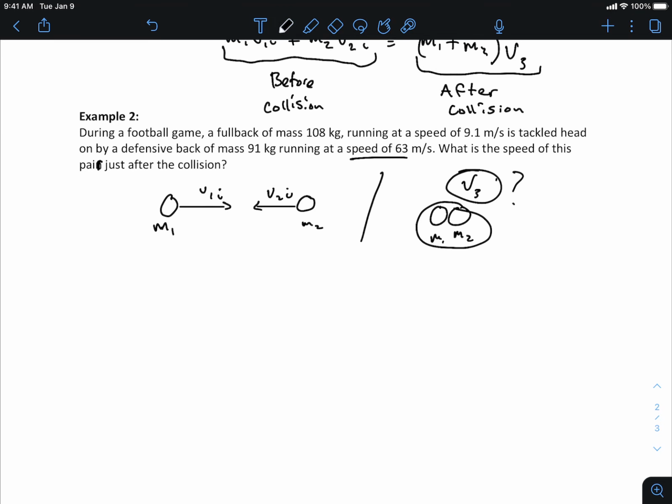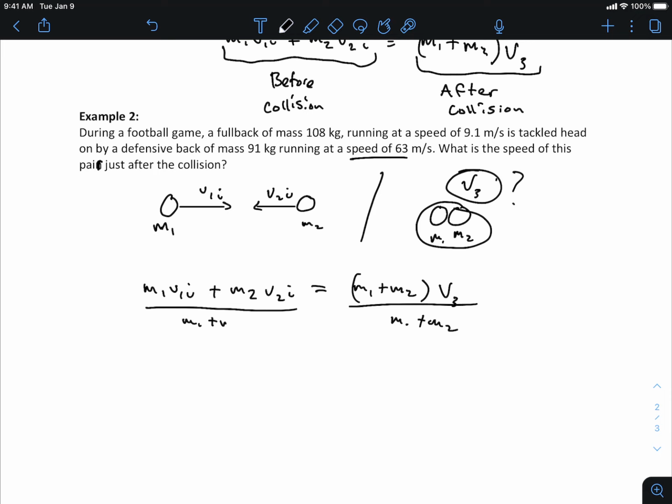We're going to set up our statement where M1 V1 initial plus M2 V2 initial has to equal, now afterwards, after the collision, M1 plus M2 multiplied by V3. For me to get V3 by itself, the thing I'm ultimately interested in, the speed after the collision, I would have to divide both sides by M1 plus M2. And I get V3 equals.